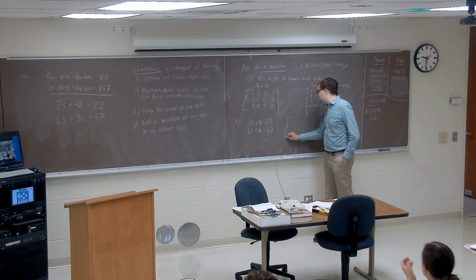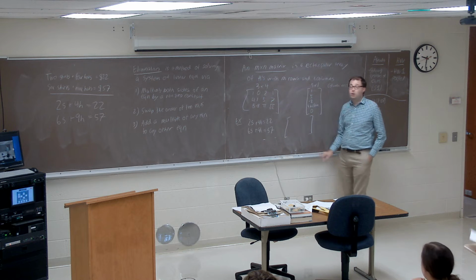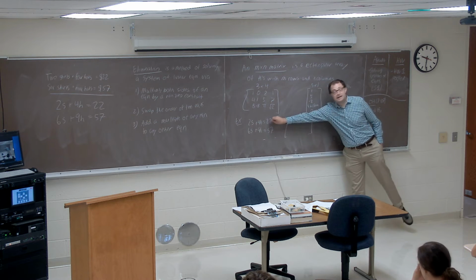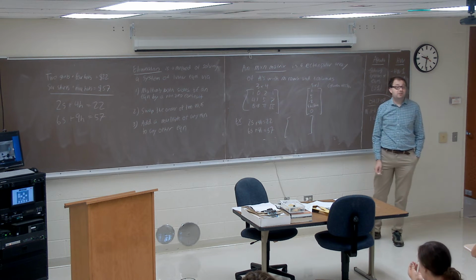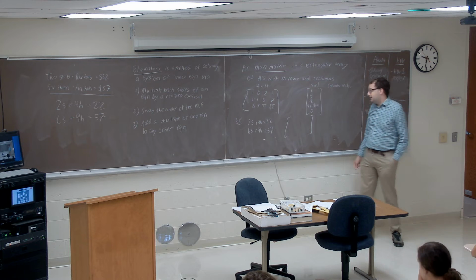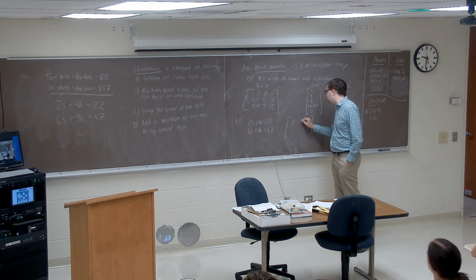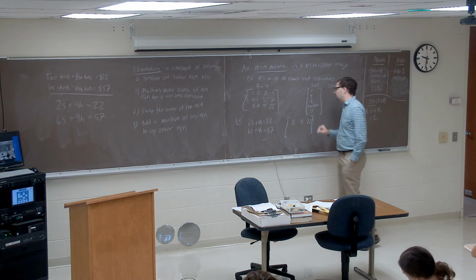And the way we're going to do that is we're going to let each row in our matrix correspond to the coefficients on x, y, and the constant on the other side in our system of equations. So that our top row, 2s plus 4h equals 22, is going to become 2, 4, 22.